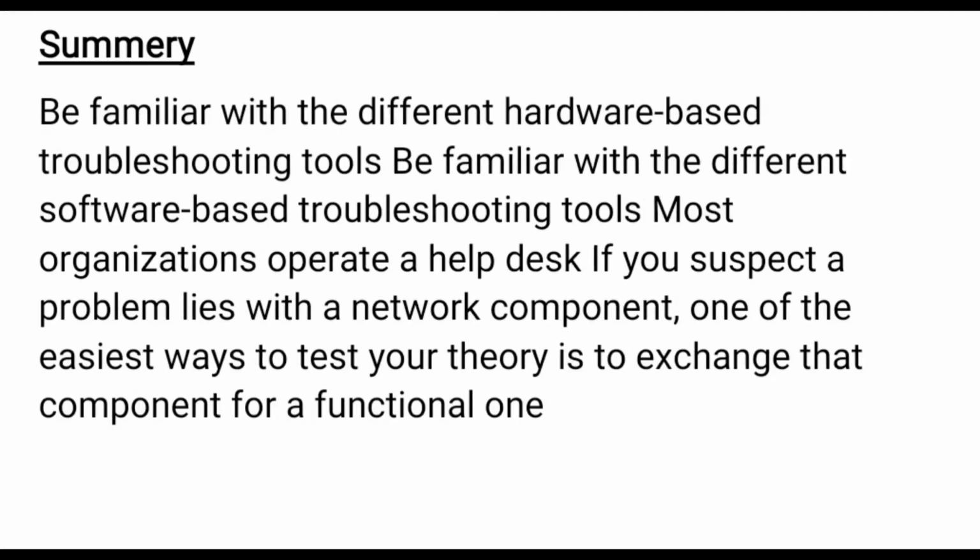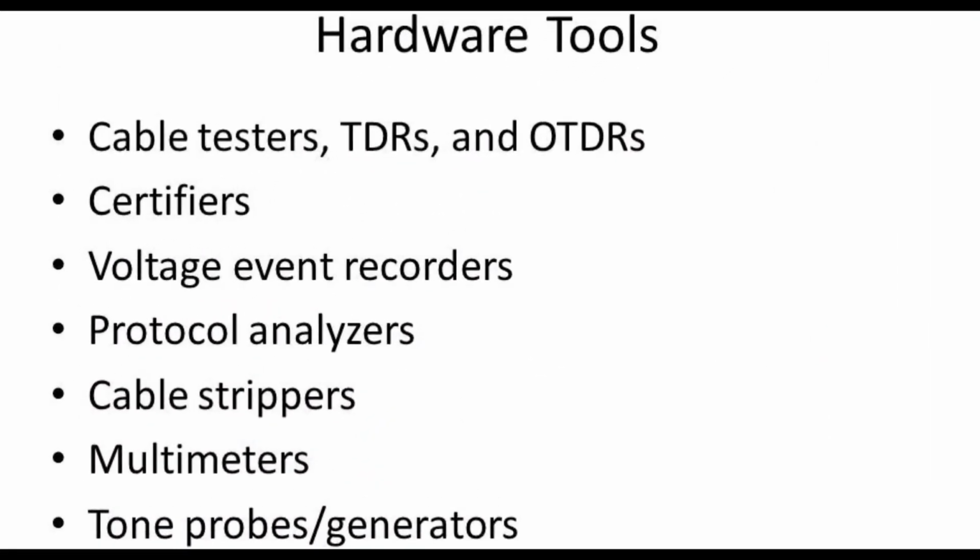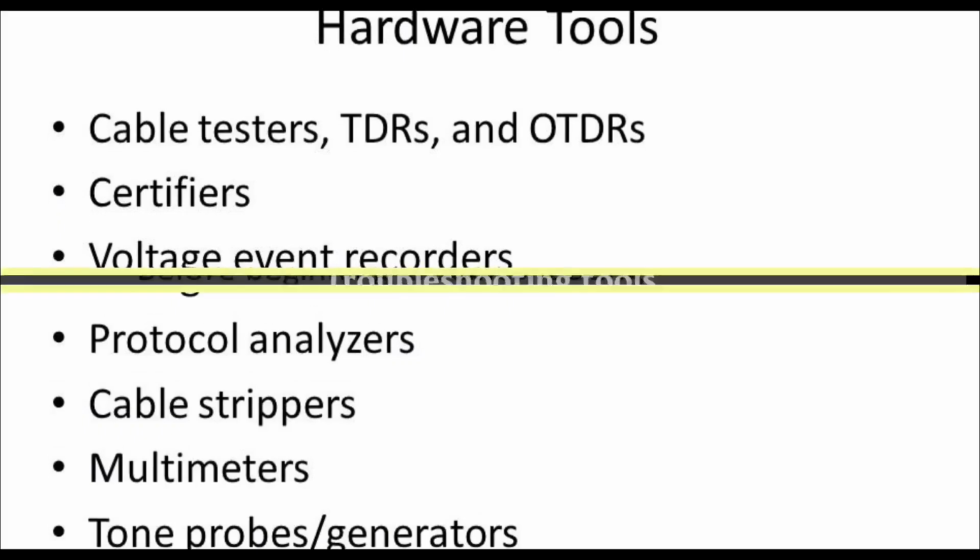In the video, I told you to find hardware and troubleshooting tools. To make your work easy, our team found some hardware and troubleshooting tools. First, hardware tools. Cable testers, TDRs and OTDRs. Second, certifiers. Third, voltage event recorder. Fourth, protocol analyzers. Fifth, cable strippers. Sixth, multimeters. And 7, tone probes and generators. These are the hardware tools.